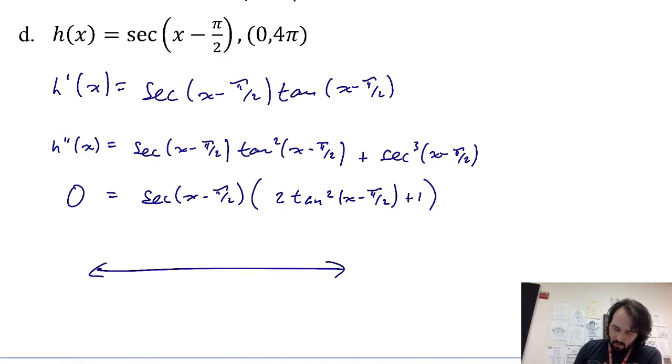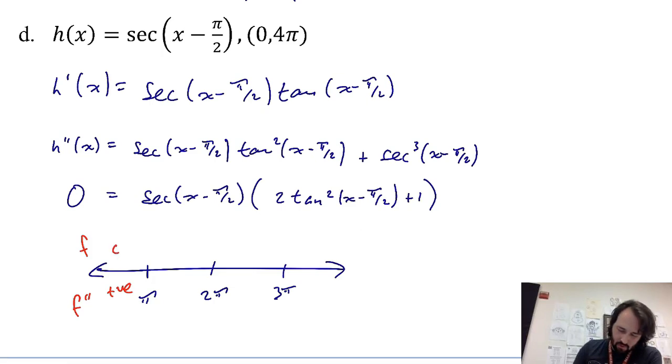All right, but I want to check pi. I want to check around 2 pi, and I want to check past 3 pi. So if I do like pi over 2 or something, that would be secant of 0, which is 1, and then tangent of 0, which is 0. So this would be 1 times 1, so this would be a positive interval for f double prime.